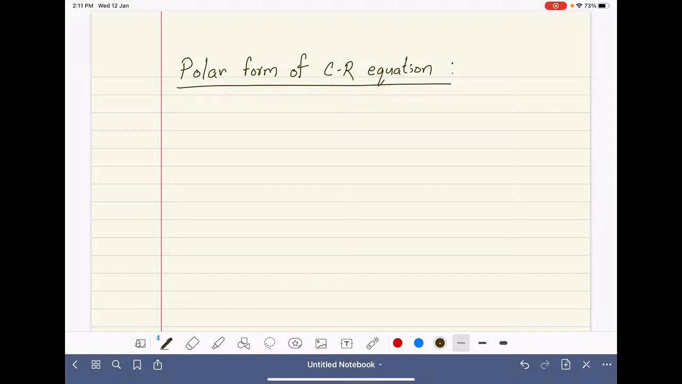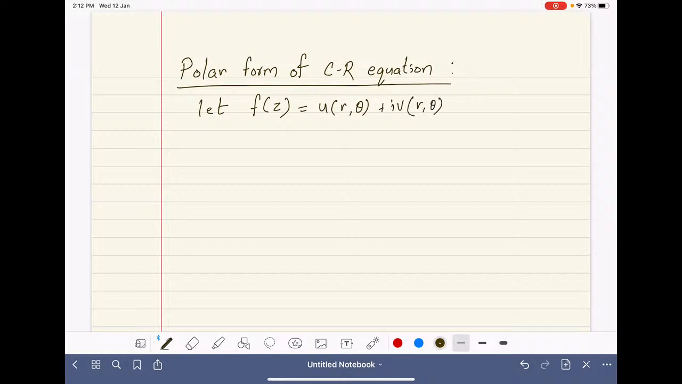Polar form of Cauchy-Riemann equation. Let f of z equal u of r and theta plus i v of r and theta.